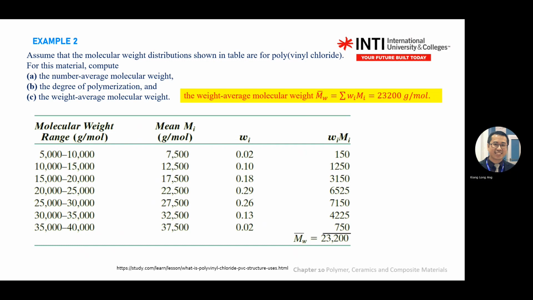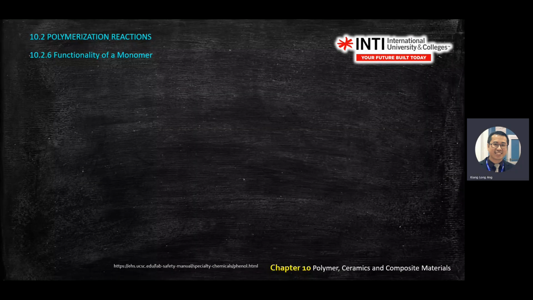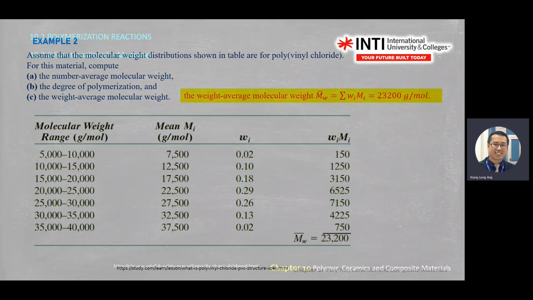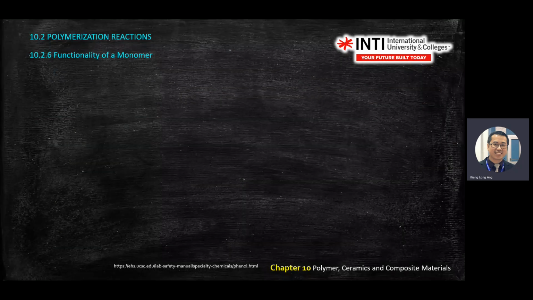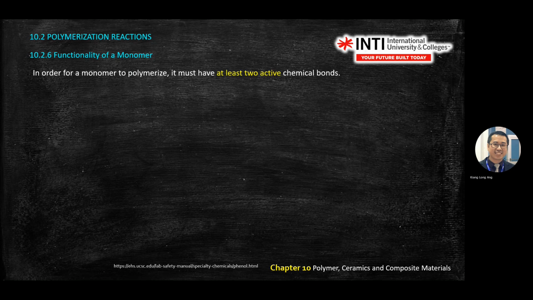Okay, so today we'll try to conclude chapter 10, polymer. Then after the break, if we have time, we go into composite. We also have ceramic. Next we look at what is the function of the individual cell or monomer.